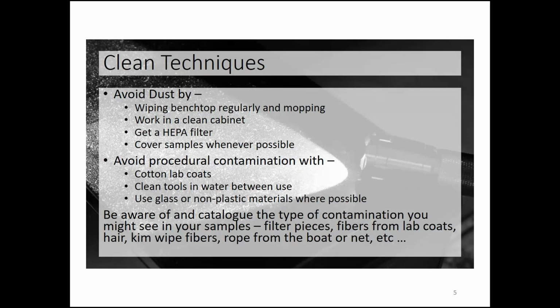We also wear cotton lab coats, we clean our tools with water between use, and we use glass and non-plastic materials where possible. It's also important to be aware of and catalog the type of contamination you might see in your samples. So for example, Liz mentioned those orange fibers from the life jackets. Because we knew that those were in the field blank, we knew that when we saw them in a sample, they probably weren't coming from the environment.